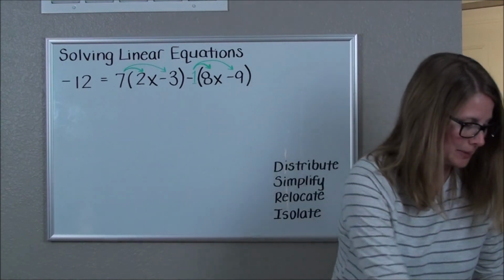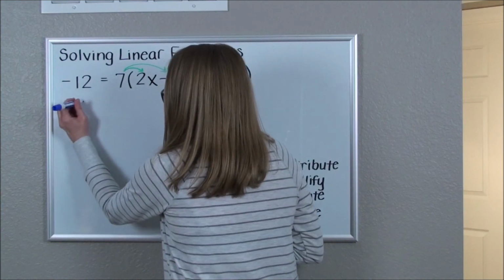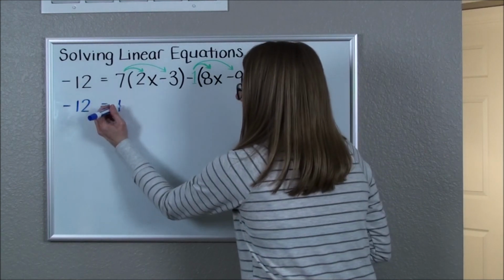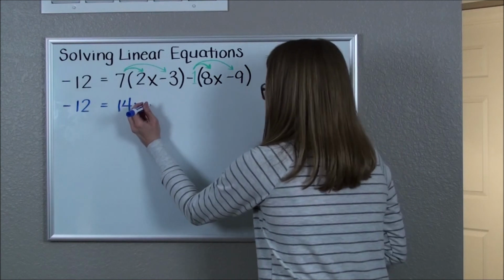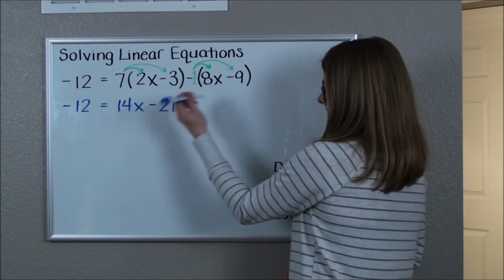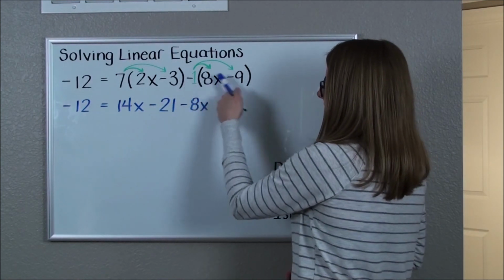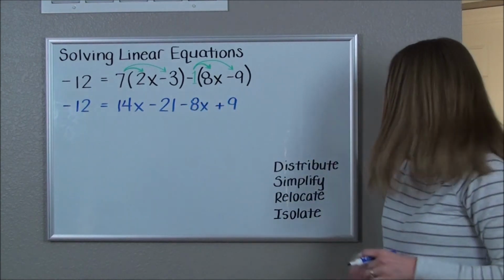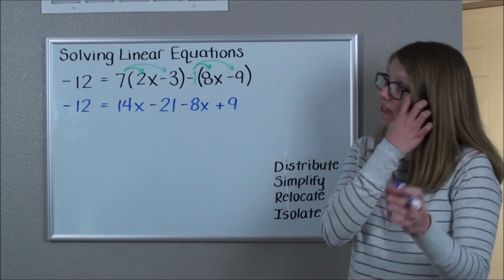So let's see what happens when we distribute. The left side's nice and easy, nothing to do there, it's just a negative 12 again. But on the right, 7 times 2x gives us 14x. 7 times negative 3 gives us negative 21. Negative 1 times 8x gives us negative 8x. And negative 1 times negative 9 gives us positive 9. So we've done our distribution, that's step 1. We've released x from the parentheses. So now they're free to move around.